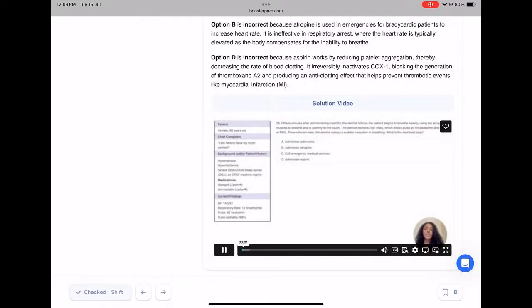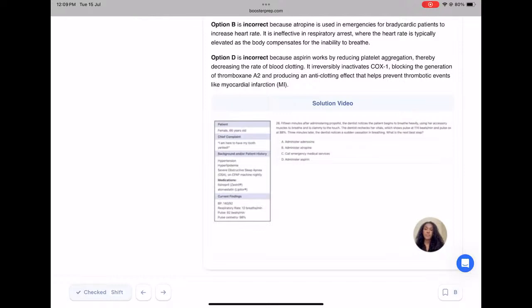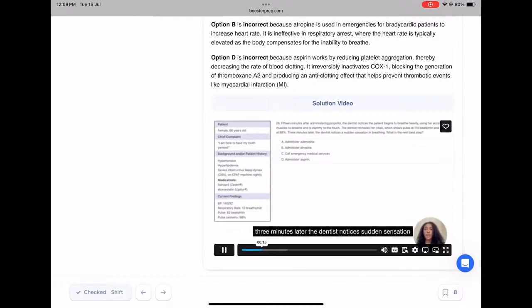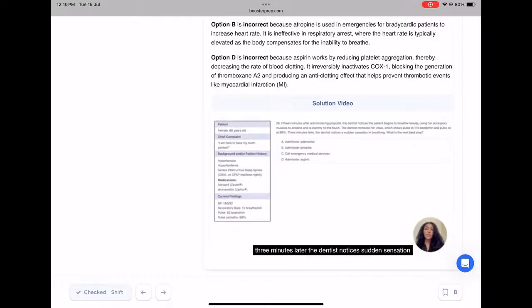So question 26 reads, 15 minutes after administering propofol, the dentist notices the patient begins to breathe heavily, using her accessory muscles to breathe and is clammy to the touch. The dentist rechecks her vitals, which show a pulse at 114 beats per minute and a pulse oximetry at 88%. 3 minutes later, the dentist notices a sudden cessation in breathing. What is the next best step?